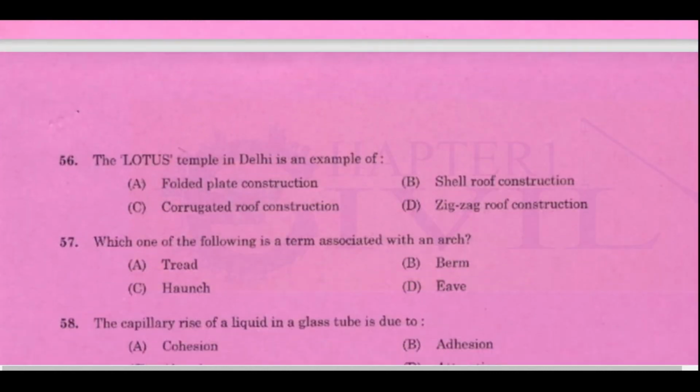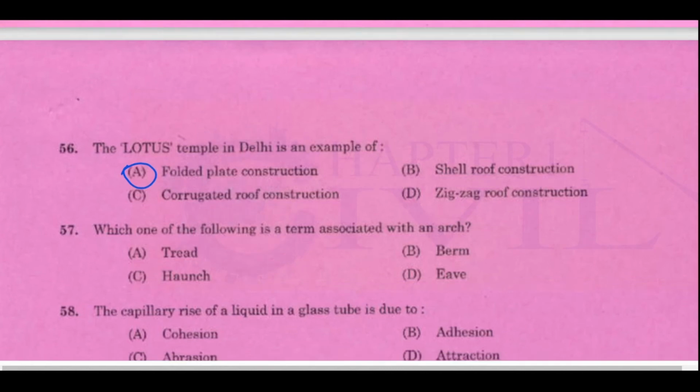Question number 56. Lotus Temple in Delhi is an example of folded plate construction, shell roof construction, corrugated roof construction, zigzag roof construction. Lotus Temple in Delhi is an example of folded plate construction.